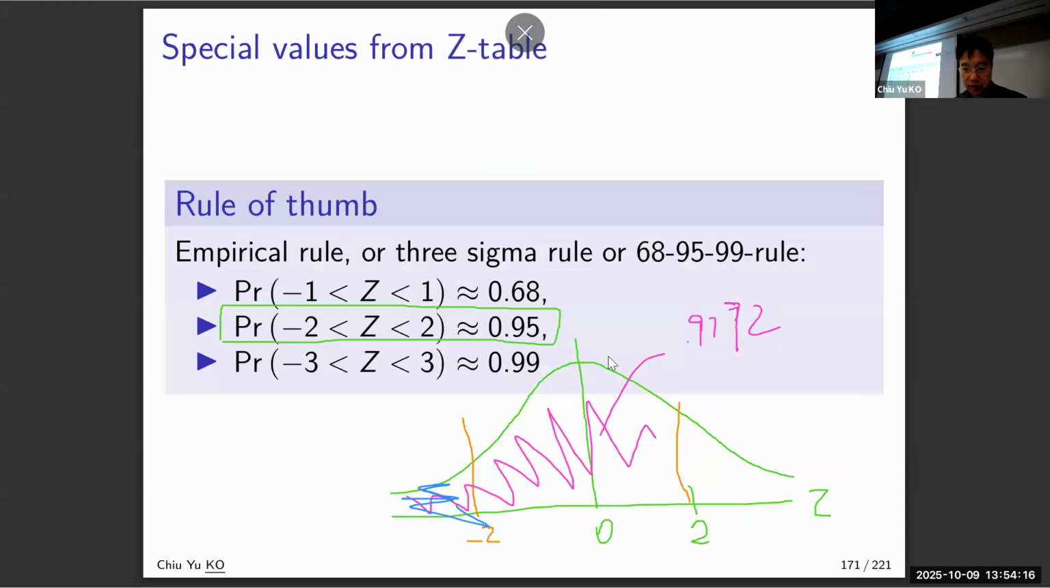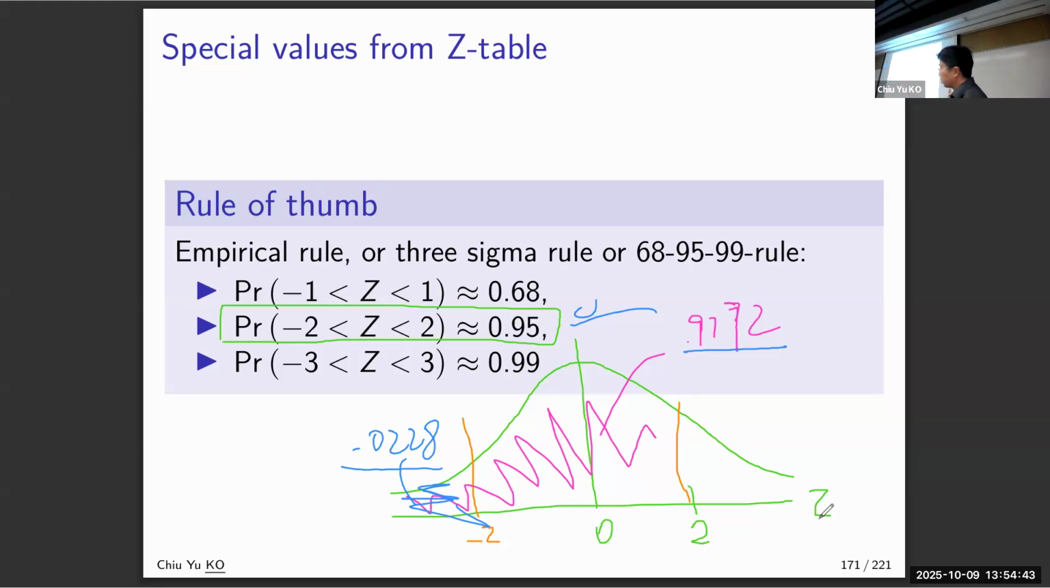So this area is 0.0228. You take the difference, that is very close to 95. That's why when Z is between 2 and negative 2, then it's actually 95%, right? What is Z? Z is how many SD from the mean, right? That's the definition, because that's how you define the Z.